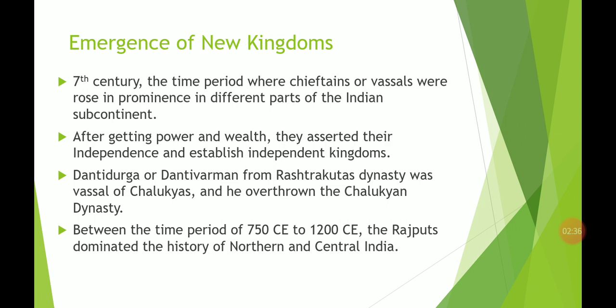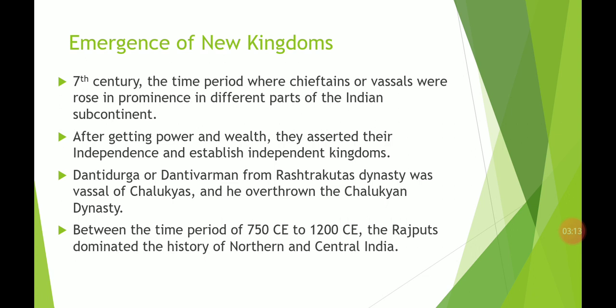Basically, we have to read several things about Kannauj in this chapter. That is why I started with the story of Harshvardhan. After this, Harshvardhan made Kannauj his capital after acquiring it and helping his sister Rajeshwari. Now there was a fight between Harshvardhan and Pulkesin II. After that, many chieftains and vassals started rising at that time.